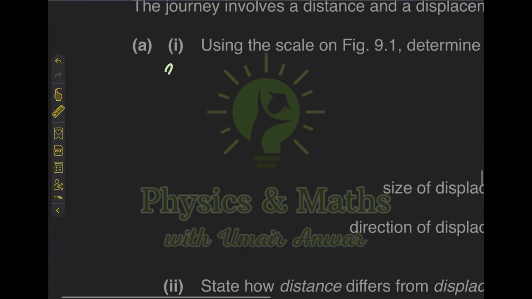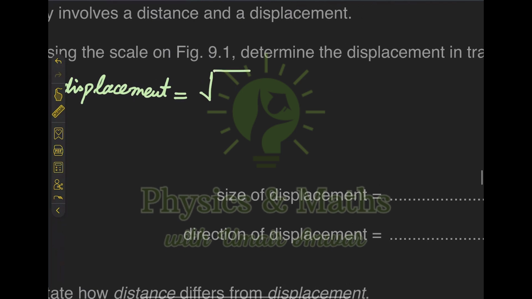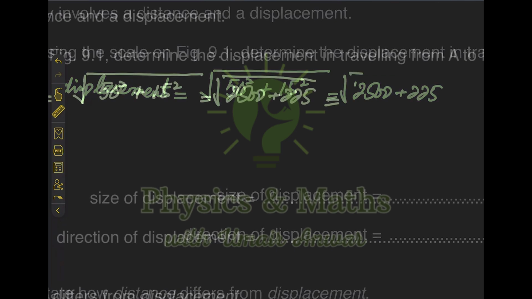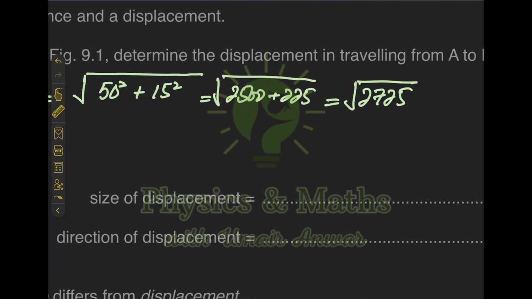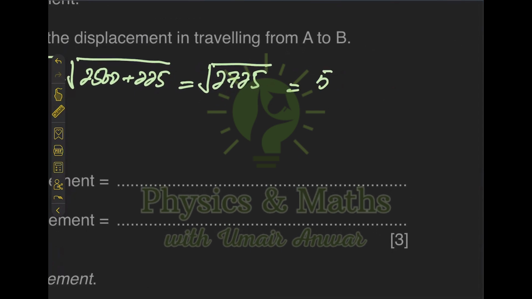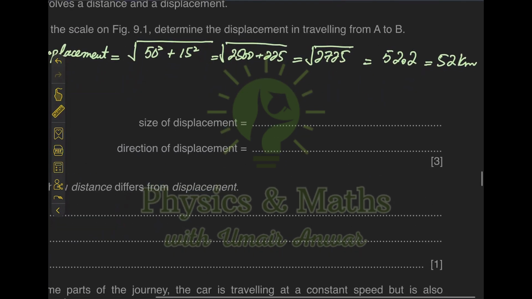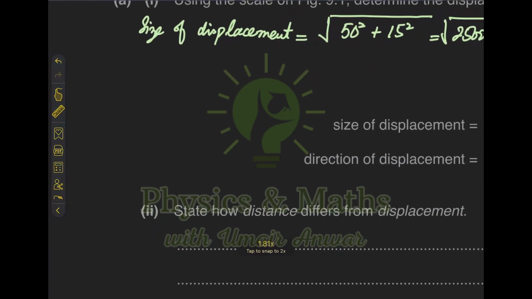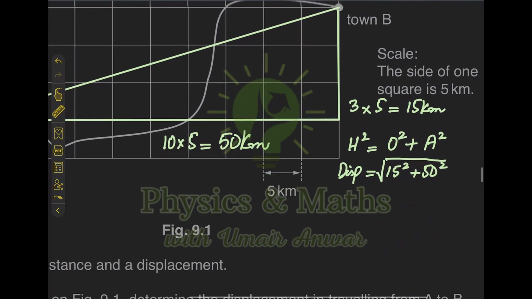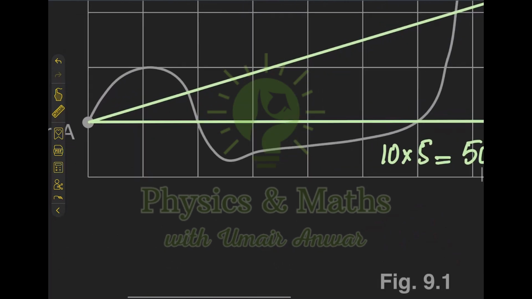So I'm writing the size of displacement is equal to the square root of square of 50 and the square of 15. So this will become 2500 plus 225, which gives 2725 within the square root. And the answer of square root comes out to be 52.2, which in two significant figures could be written as 52 kilometers. So the size of displacement is 52 kilometers here. Now, for the direction of displacement, the direction could again be found by using the same right angle triangle.